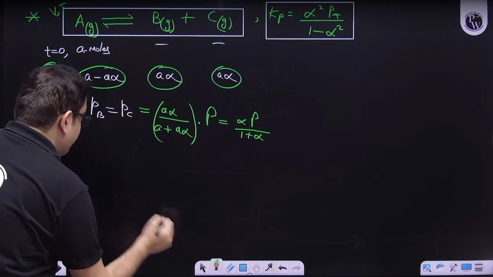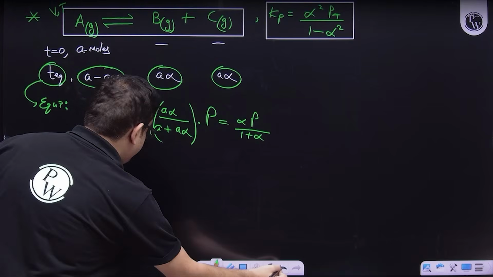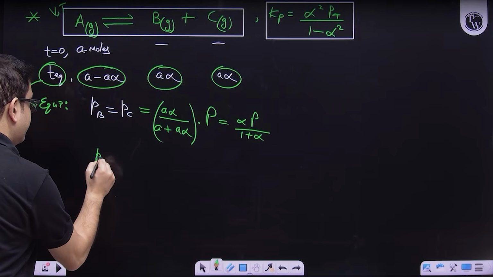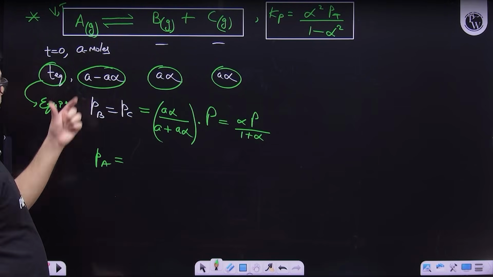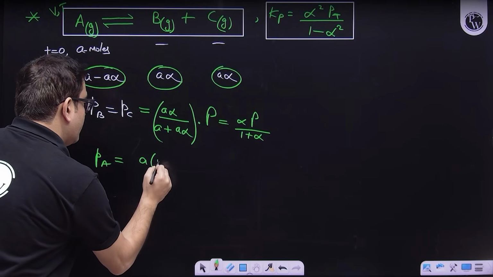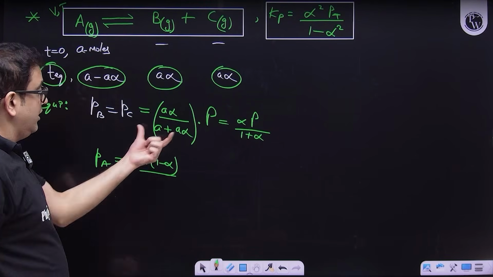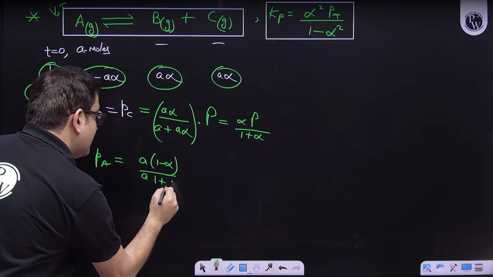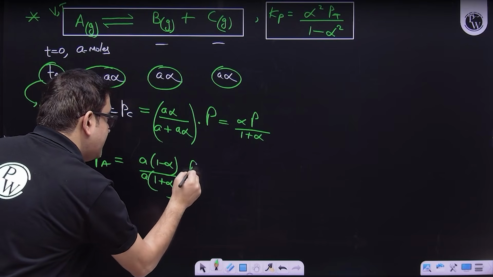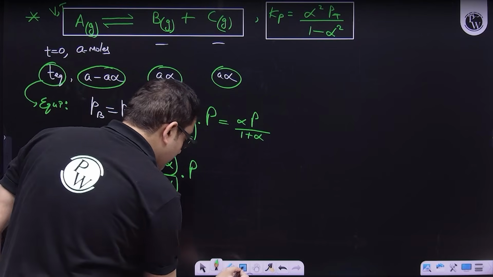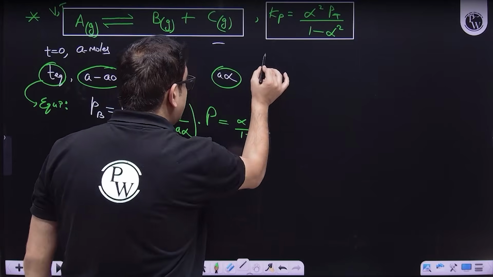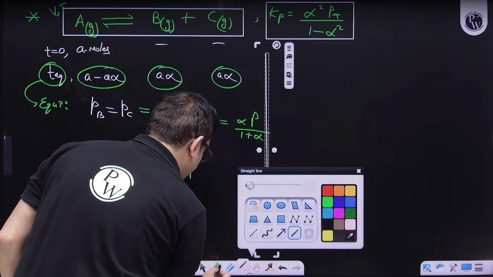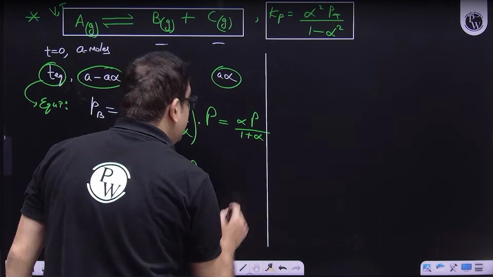Sir, what will be partial pressure of this A gas? Partial pressure of A gas will be A into 1 minus alpha upon total A into 1 plus alpha, into the total pressure P. So this A will also get cancelled. We will use this result and write the value of K.